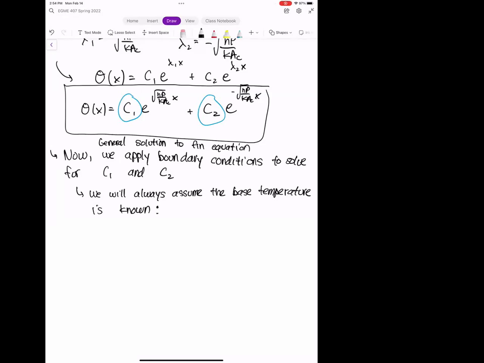All right, and so the base temperature, we'll define that as T_B, okay? And so if we know what T_B is, then we know what theta B is, because theta B is just going to be the excess temperature at the base, okay? And so theta B here is excess temperature at the base.